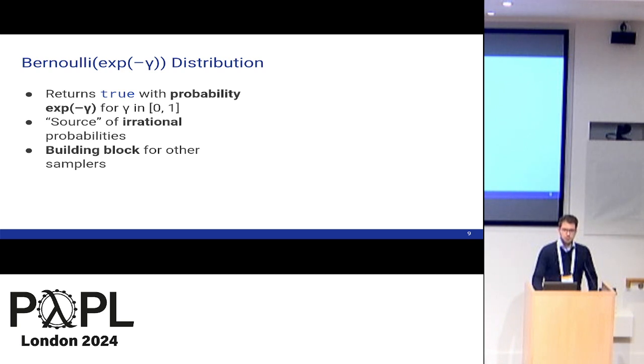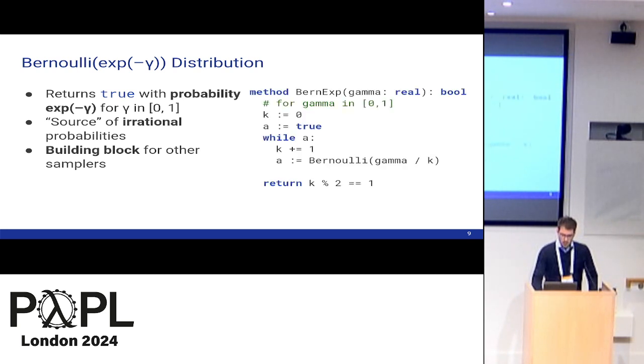And it's a building block for many important distributions, such as the discrete Laplace distribution and discrete Gaussian distribution, which are important in differential privacy. So in pseudocode, the sampler looks something like this. So we get the gamma parameter as input, and we return a Boolean, true or false. And we have a state with two variables. The first one's a Boolean, a, and the second one is a natural number. And as long as a is true, we increase k by 1 and resample a from a Bernoulli distribution with the parameter gamma over k. And finally, we return whether k is odd.